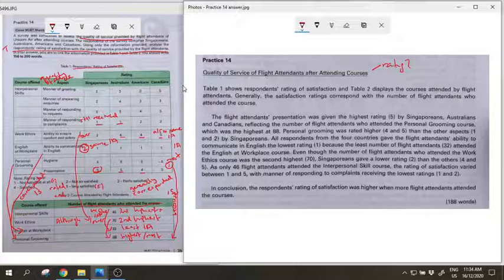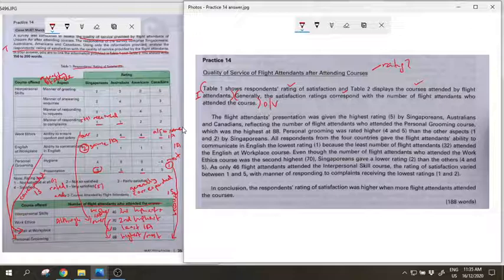Then let's move on to here. Table 1 shows respondents' rating of satisfaction. Table 2 displays, okay, this one no problem. The keywords are here: the rating of satisfaction, and then the courses attended by them. If you don't want to say display the courses attended, you can put the number of flight attendants who attended the courses. So it is complete. You have an introduction here. Generally, the satisfaction ratings corresponded with the number of flight attendants who attended the course. The more who attend, the better the ratings. The less who attend, the lower the ratings. So this is a complete overview. No problem.